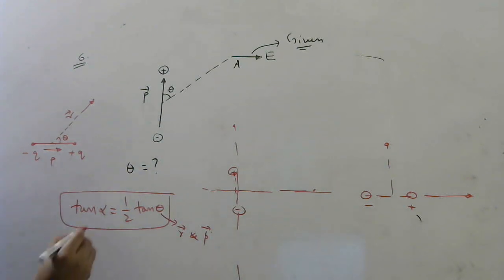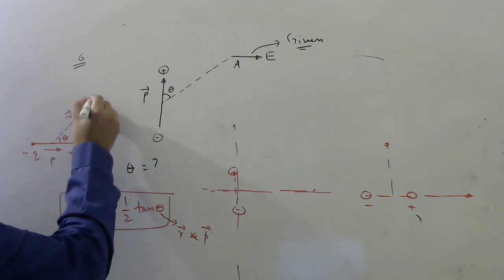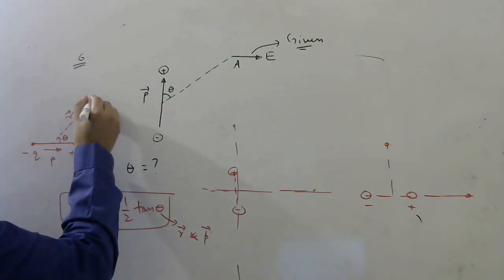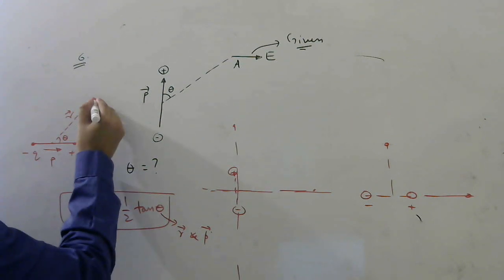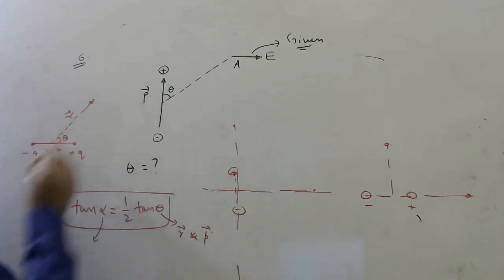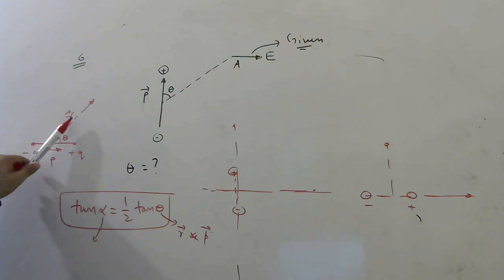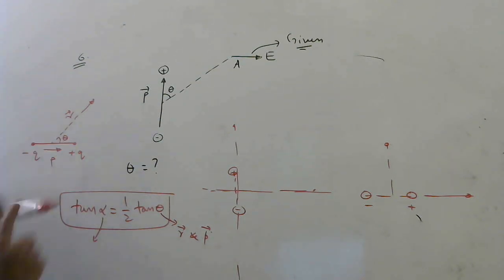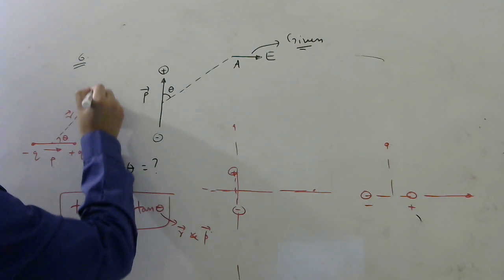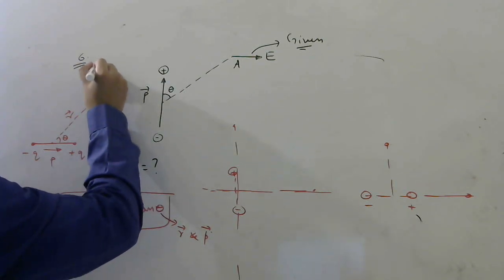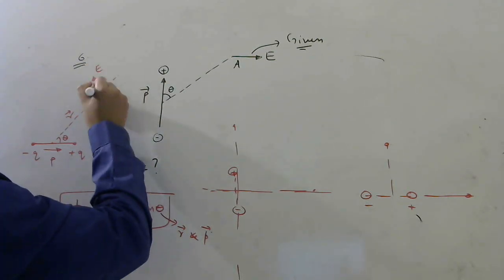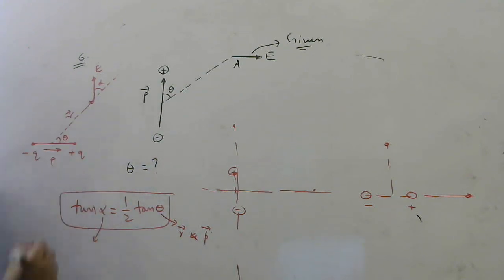Now, what was alpha? You remember electric field due to plus was somewhere here. So there was one electric field here, one electric field here. Remember, I divided this dipole moment into two components. One here p cos theta, one here p sin theta. So we remember the total electric field was somewhere here, and it was making an angle alpha with r.